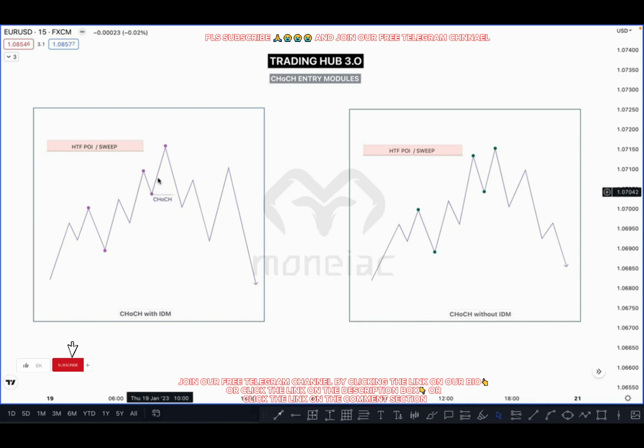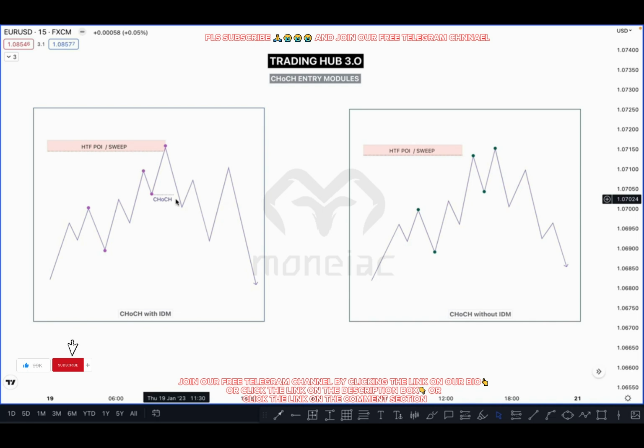So this one is our change of character, and price tapped on your PD zone and maybe swept the previous major high. What happened here? You can see when the market breaks this low, price can break this low and sweep it, and can close below it. It doesn't matter. In both scenarios these are valid, but you have to wait for additional confirmation from the inducement. If price creates inducement, then you can sell.